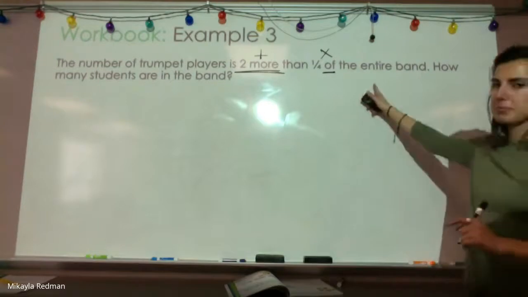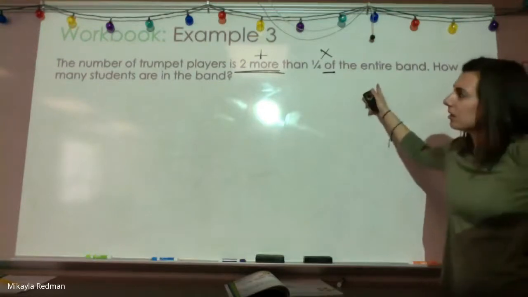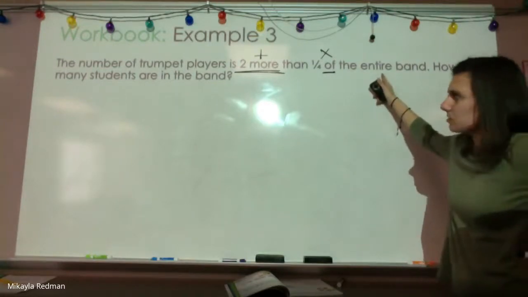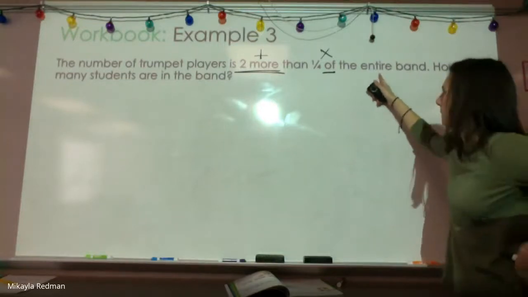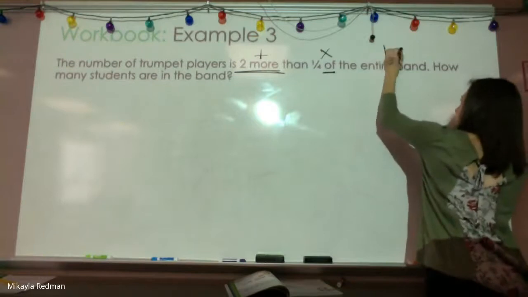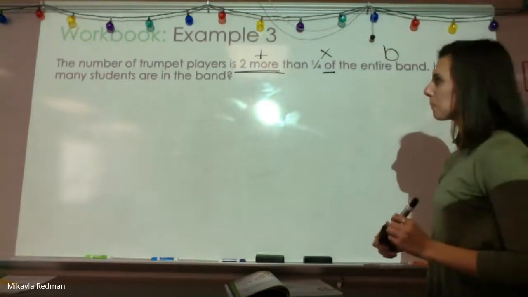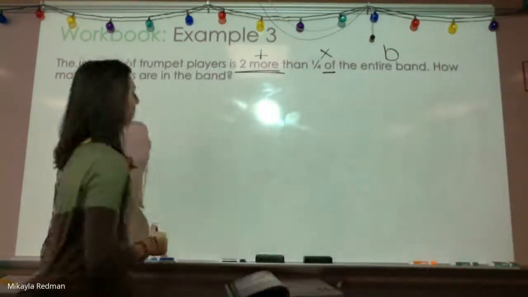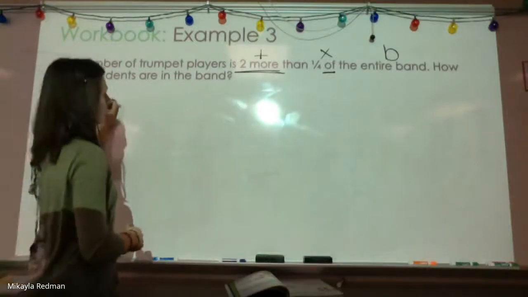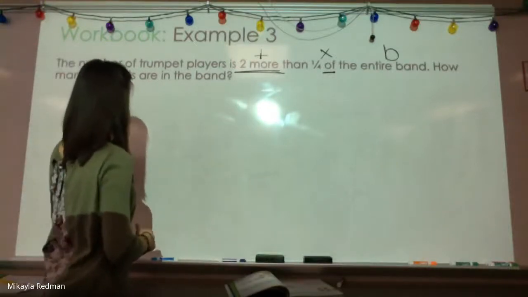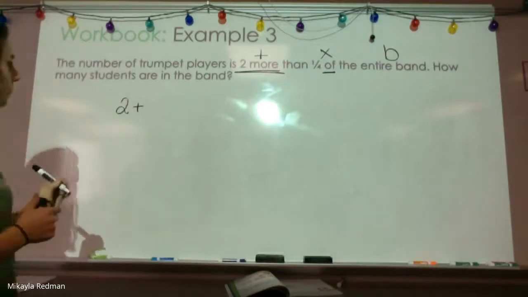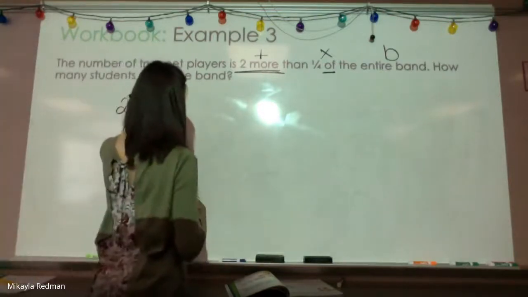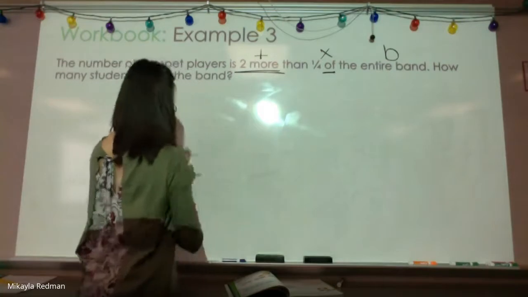Do we know how many players are in the entire band? No, that's what we're trying to solve for. So that's our unknown. That's going to be our variable. So I'm going to make that B for band. So we have 2 plus 2 more than 1/4 B.